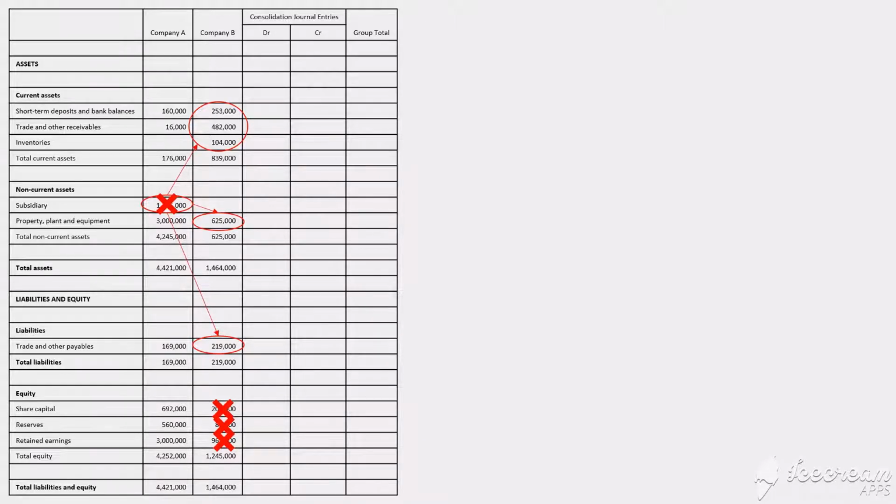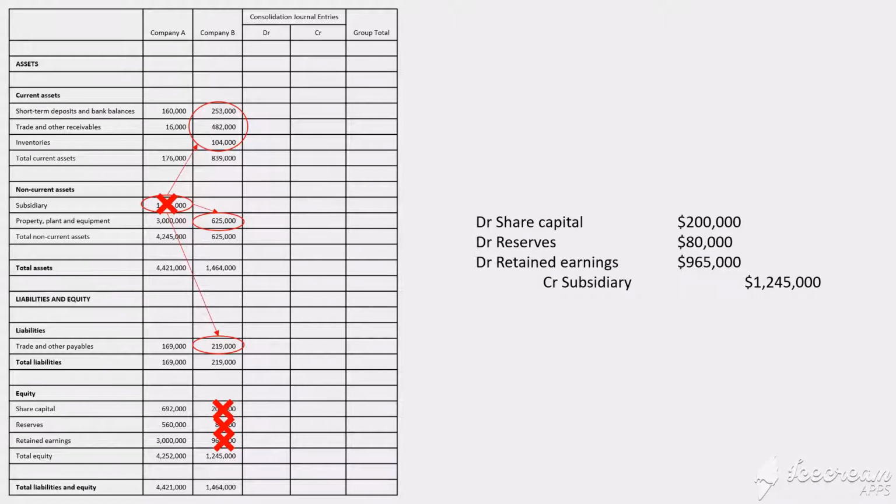To prevent the consolidation worksheet from adding the investment account of the holding company and the equity account of the subsidiary company, we will enter the following consolidation journal entry: debit share capital, debit reserves, debit retained earnings, and credit subsidiary. This is called eliminating the investment in subsidiary account, but I hope you understand the logic behind this. The reason for entering this journal entry is to achieve the effect of expanding the investment in subsidiary account to show the assets and liabilities of the subsidiary company instead of just showing the investment in subsidiary line item.